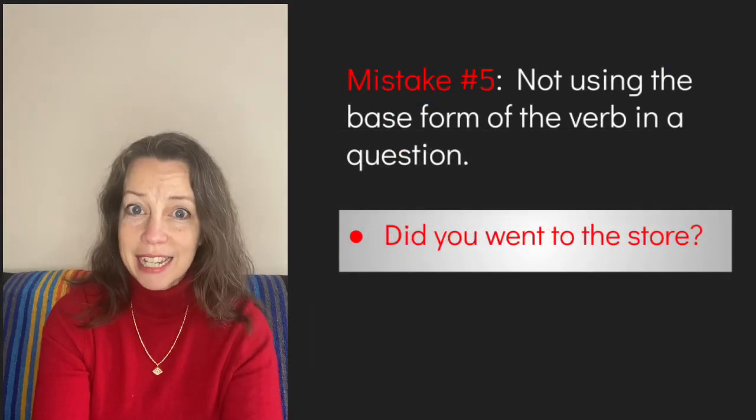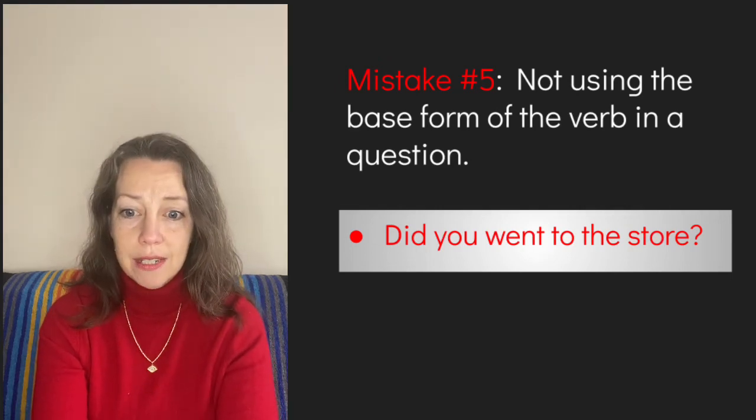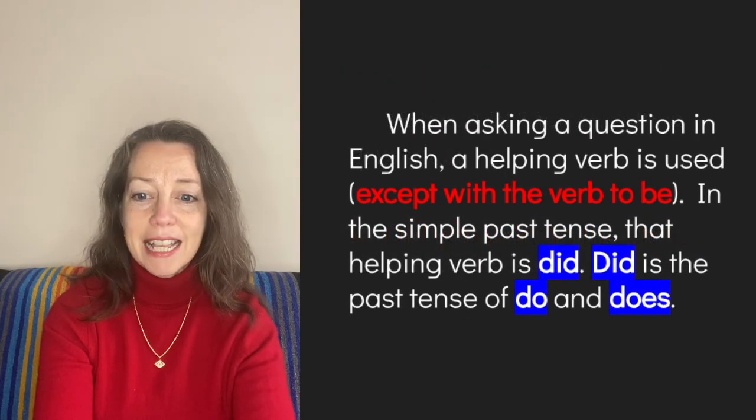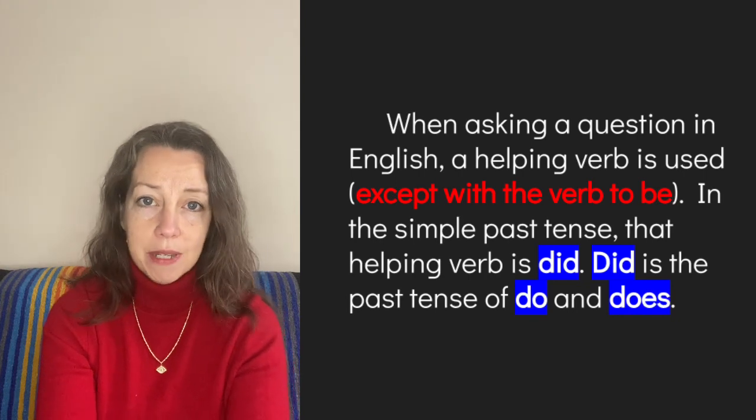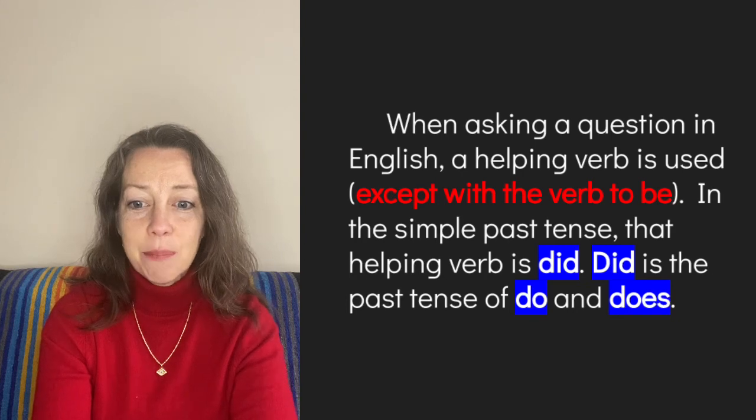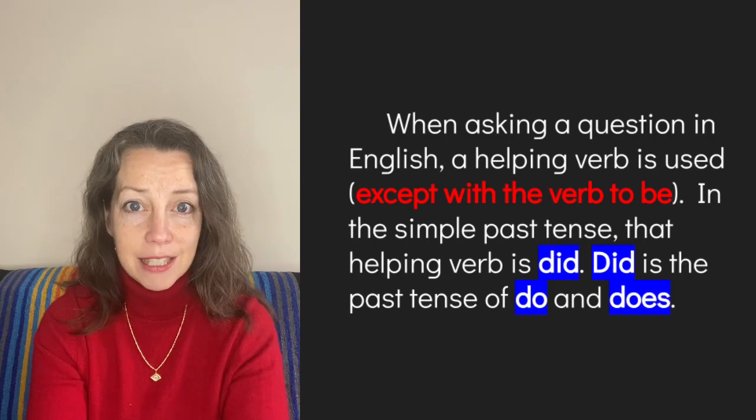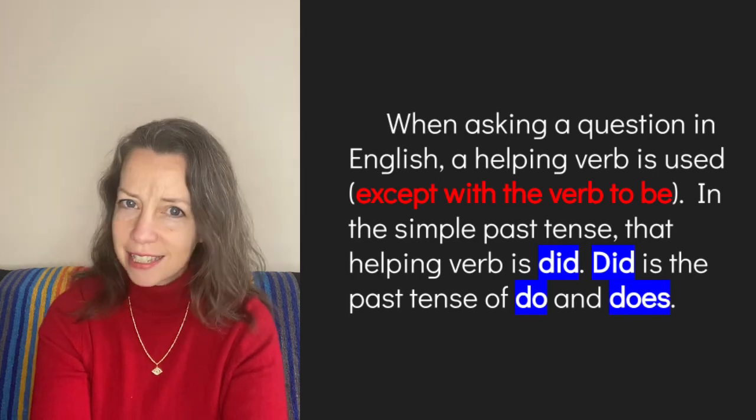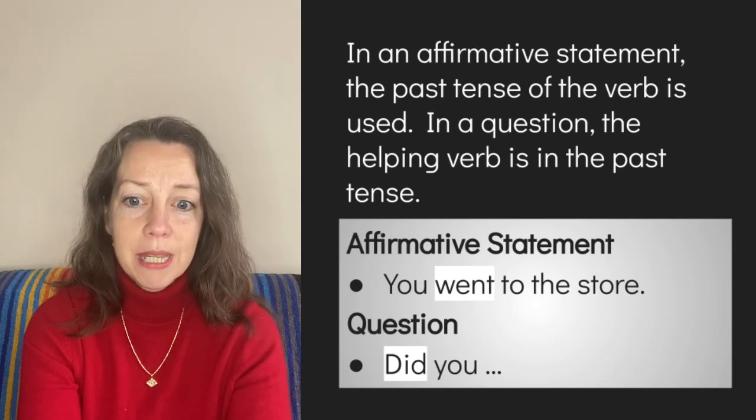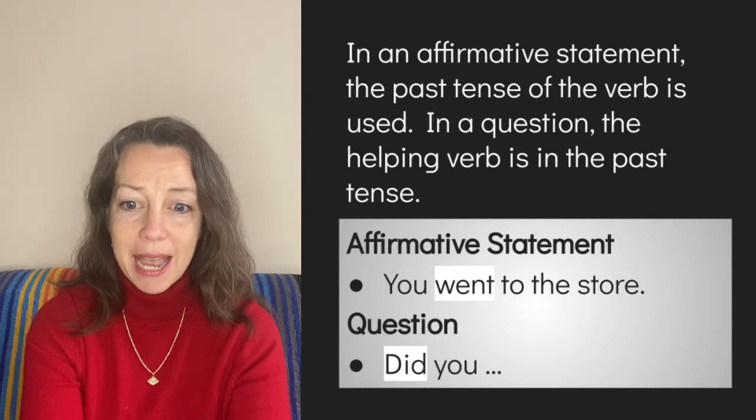Now let's look at mistake number 5, not using the base form of the verb in a question. Did you went to the store? Incorrect. When asking a question in English, a helping verb is used, except with the verb to be. In the simple past tense, that helping verb is did. Did is the past tense of do and does. Does this sound familiar? In an affirmative statement, the past tense of the verb is used. In a question, the helping verb is in the past tense.